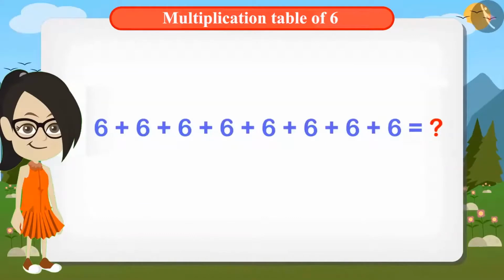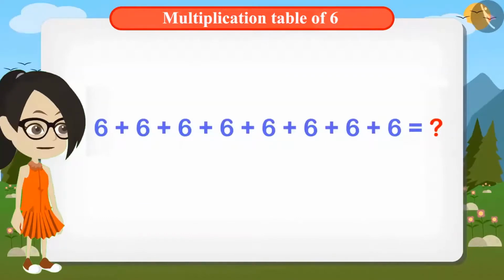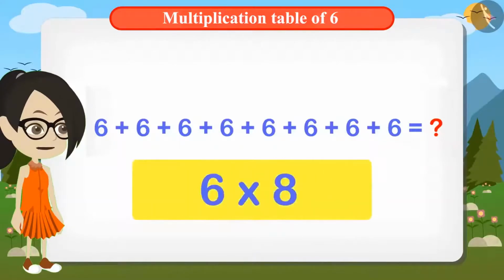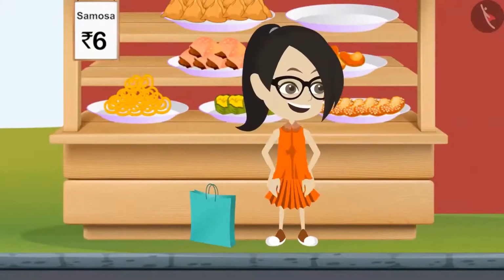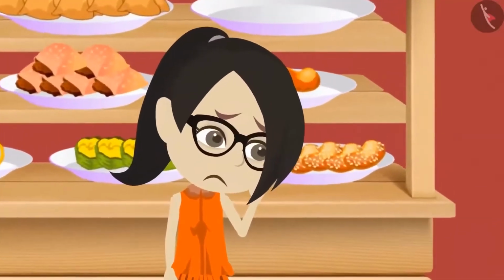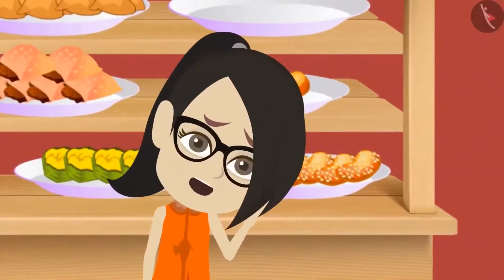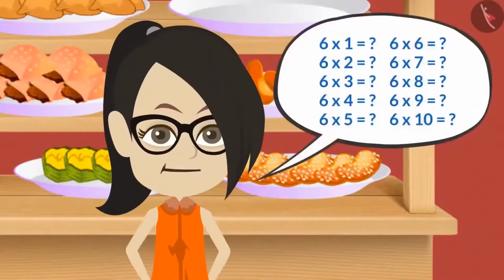Do you know of a better method? Multiplying 6 by 8 is better than adding 6 repeatedly 8 times. Vandana has understood how to calculate the cost of 8 samosas quickly. But there is a problem. I do not know the table of 6. If I had known the table of 6, I could have immediately calculated the cost of 8 samosas.